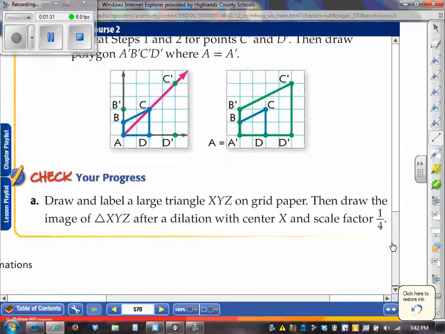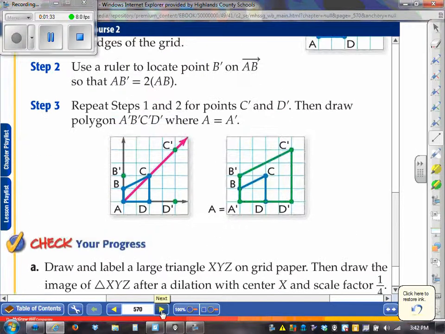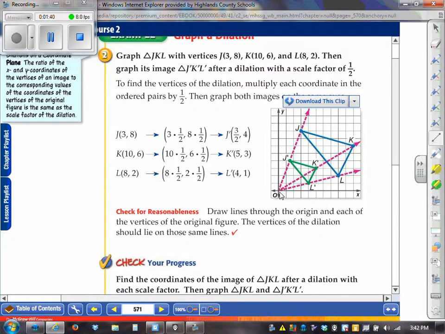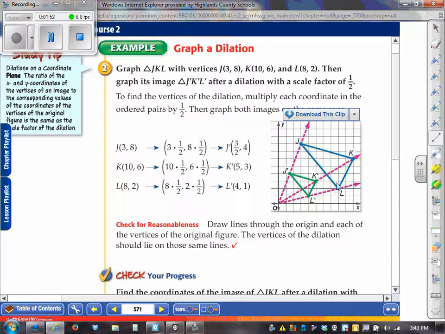We talked about how when we have a coordinate grid, the center becomes the origin. If they don't tell you where the center is, it's the origin. And I explained how graphing dilations, when you're given ordered pairs, is much easier, because really all we have to do is multiply every coordinate of the ordered pairs by the scale factor.